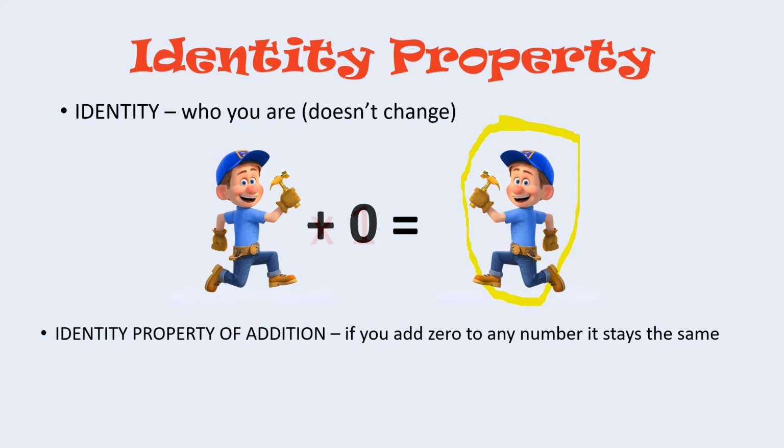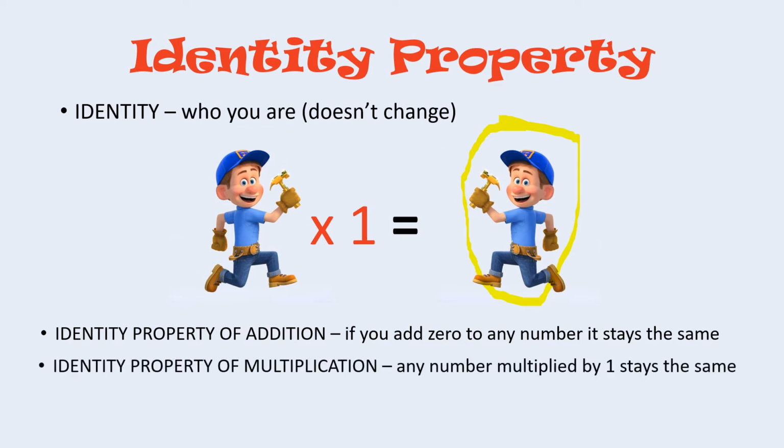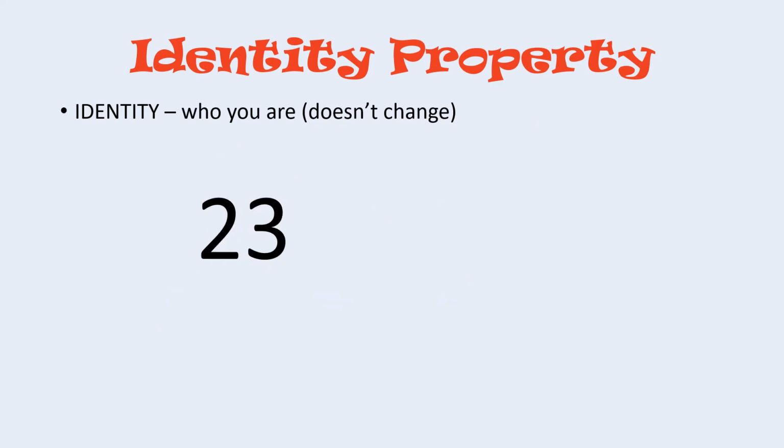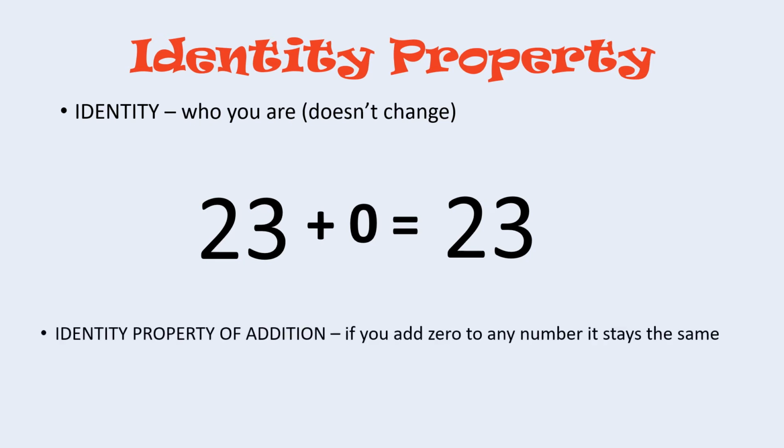Along the same lines, if I multiplied Fix-It Felix by 1, he's still going to be 1 Fix-It Felix, the same person. His identity is not changing, and that's because of the identity property of multiplication. Any number that is multiplied by 1 is going to stay the same. Let's do this with some numbers. 23 plus 0 still equals 23. That's because of the identity property of addition.